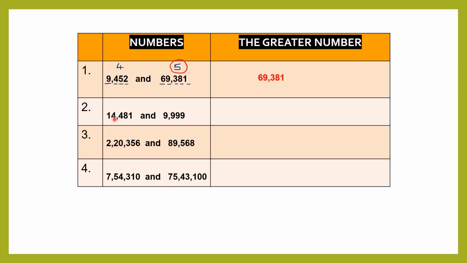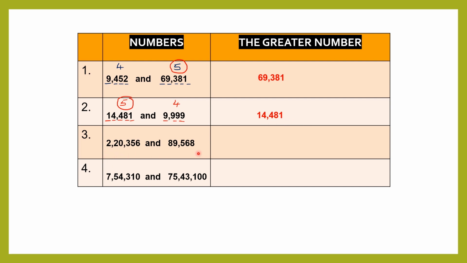In the second question, again we have two numbers. Let's count the number of digits. So 1, 2, 3, 4, 5. There are 5 digits here, and 1, 2, 3, 4. 4 digits. So the number with the greater number of digits is the greater number. So here 14,481 is the greater number.